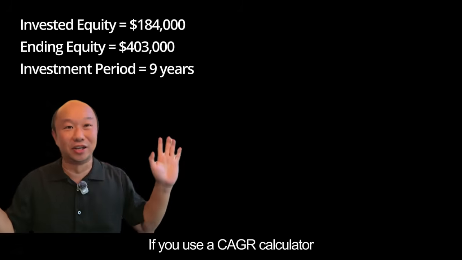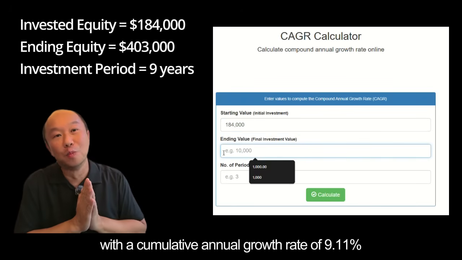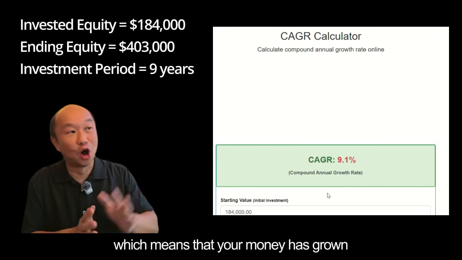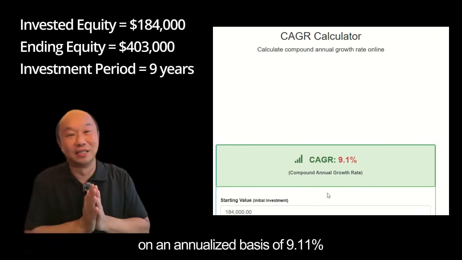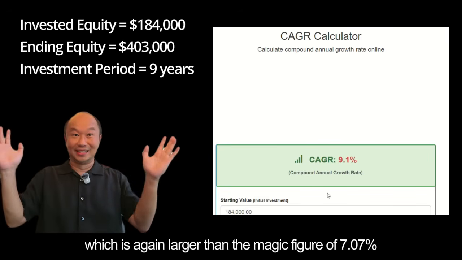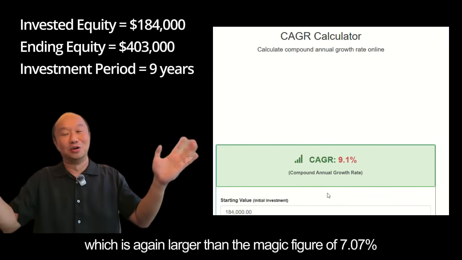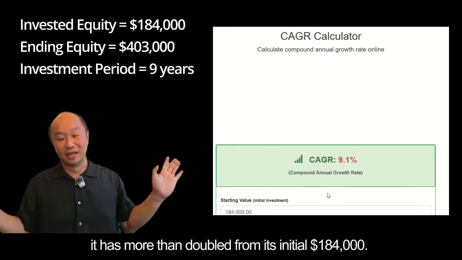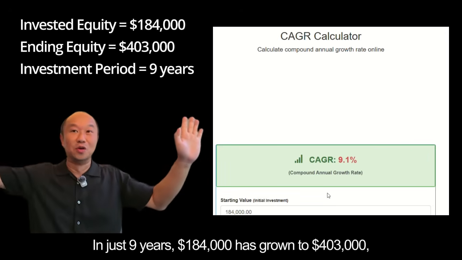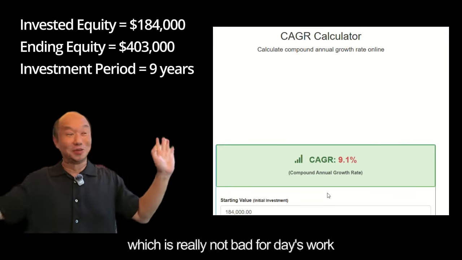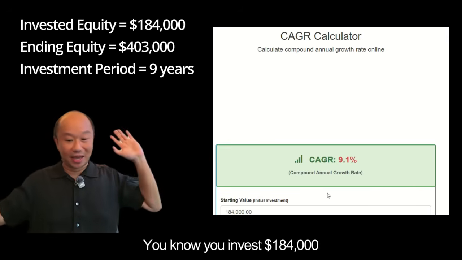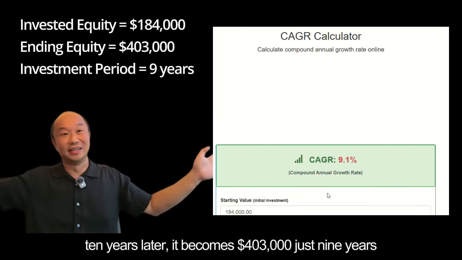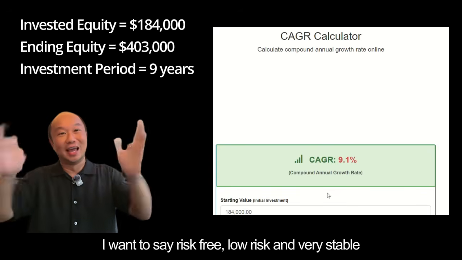If you use a CAGR calculator, you come up with a compound annual growth rate of 9.11%, which means that your money has grown on an annualized basis of 9.11%, which is, again, larger than the magic figure of 7.07%, which is why you see it has more than doubled from its initial 184,000. In just 9 years, 184,000 has grown to 403,000, which is really not bad for a day's work. I won't say risk-free, but low risk and very stable.